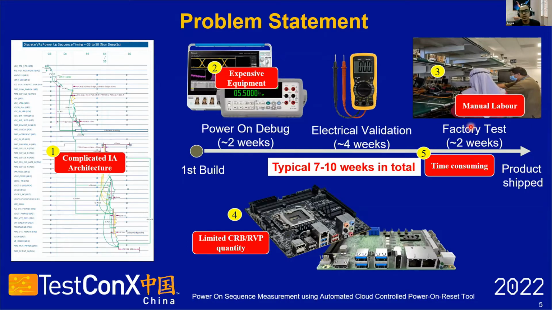The fourth problem statement is the elimination of the reference board and validation board. CRB is the customer reference board and RVP is the reference validation platform, which is our internal board. The quantity of these boards and also the SoC is quite limited across the team. To sort this out, we need one dedicated solution, one system that can be shared among the teams, or even our customers can share the platform to validate from their end. So we need this kind of solution.